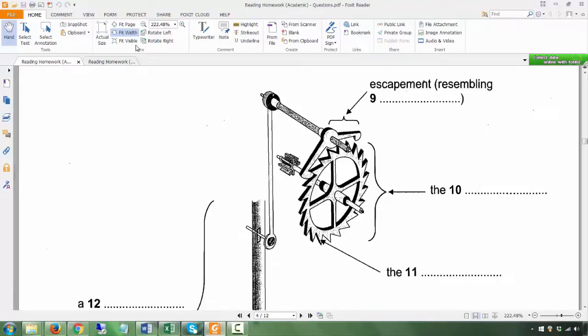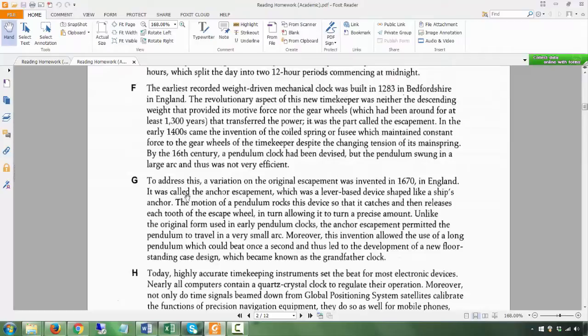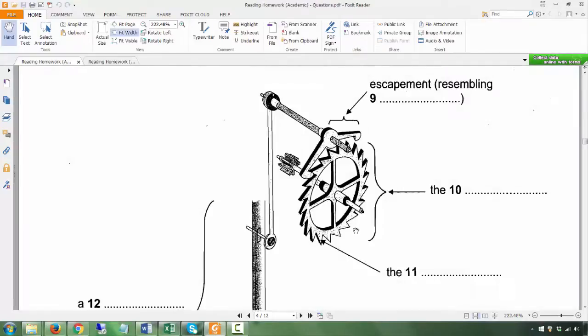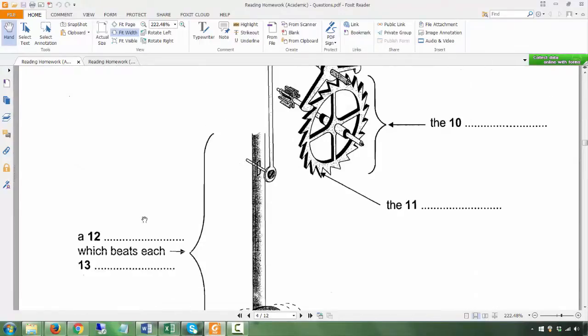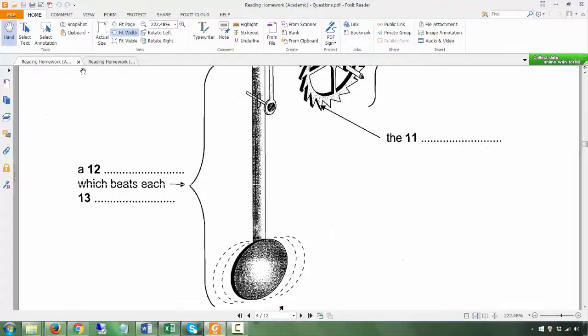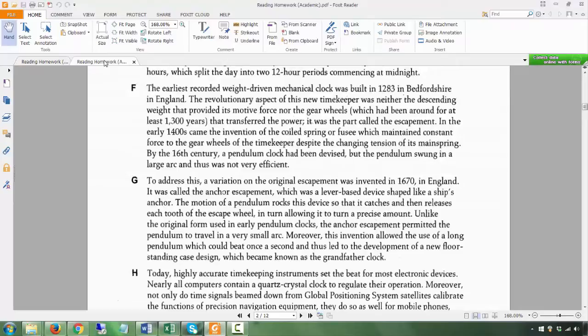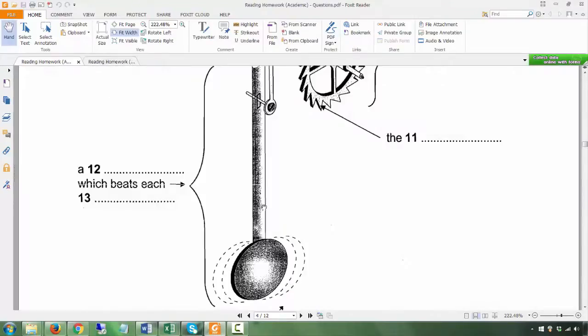Okay, right? And what is this? This is a tooth. Right? Okay, so just based on these few sentences, you have 3 answers already. Tooth, escape wheel. Okay, so you should understand that this is a tooth. I mean, not a tooth in the sense that you're, in your mouth, but this is what you would still call it. Right? So you have 12 and 13. A what which beats each what? So this is describing something that comes all the way here.